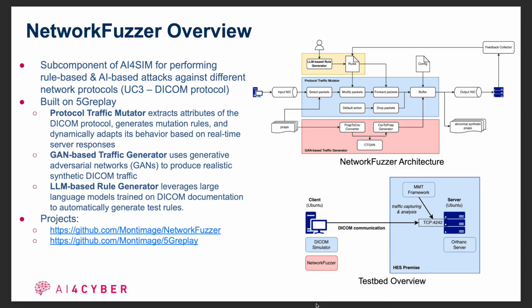Protocol Traffic Mutator generates mutation rules and adapts its behavior based on real-time server responses. The Integrated Feedback Collector monitors responses, logs, and errors to enable a closed-loop fuzzing process. GAN-based Traffic Generator uses GAN to produce realistic synthetic DICOM traffic, supporting anomaly detection training and the discovery of potential vulnerabilities. Finally, LLM-based Rule Generator leverages large language models trained on DICOM documentation to automatically generate test rules.